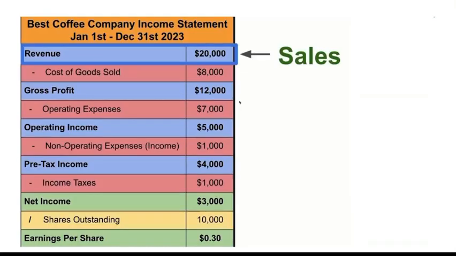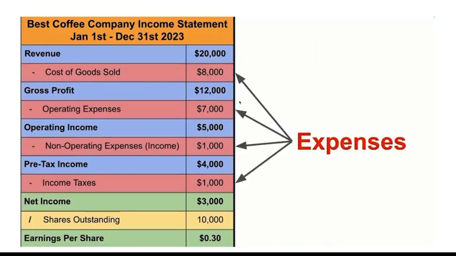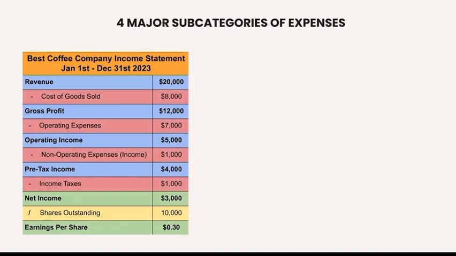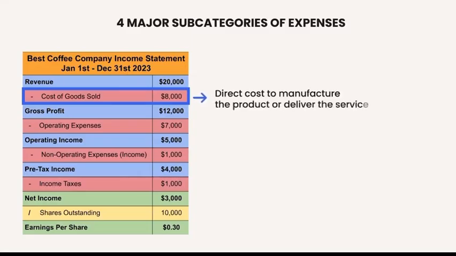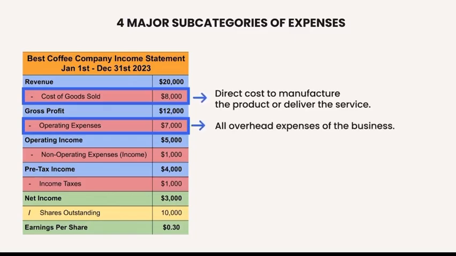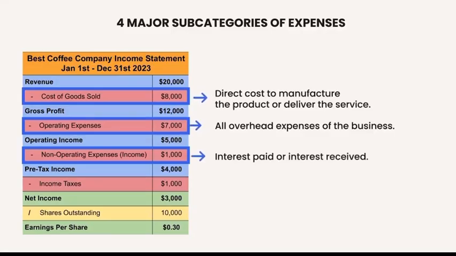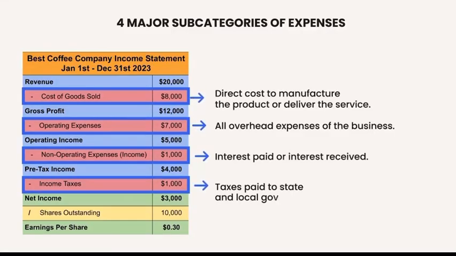Now, the top line of the income statement is revenue, which is all of the sales a company makes during a period. From revenue, we subtract out all of the company's various expenses as we work our way down the income statement. Expenses are broken down into four major subcategories. The first is called cost of goods sold, which is the direct cost to manufacture the product or deliver the service. The second is called operating expenses, which include all overhead expenses of the business, such as salaries, research and development, and selling. The third major category is called non-operating expenses or income, and usually relates to things like interest paid or interest received. And the fourth major category is income taxes, which are taxes paid to state and local governments.